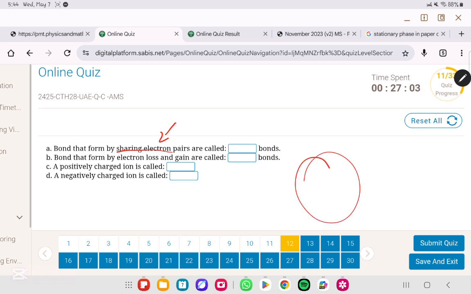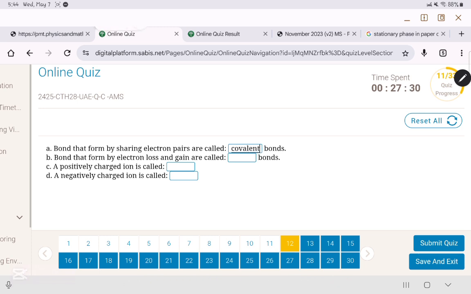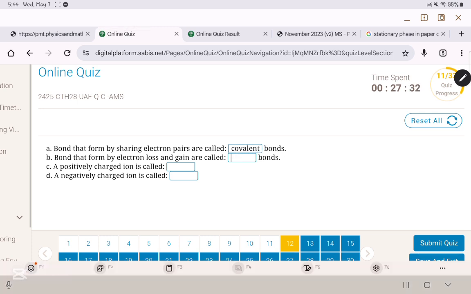So, for example, let's say you have hydrogen. This will give one bond. This will give another bond. So now they have an electronic stabilization, or it's stabilized because it has the same electronic configuration as a noble gas, which is the nearest noble gas, which in this case is helium. So it has basically 2 electrons. So these are called covalent bonds if they share electron pairs. If they lose and gain, these are called ionic bonds.